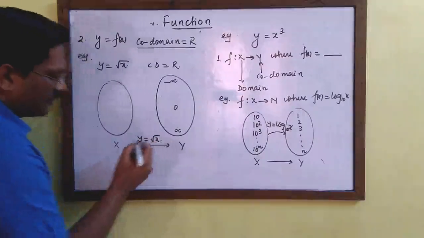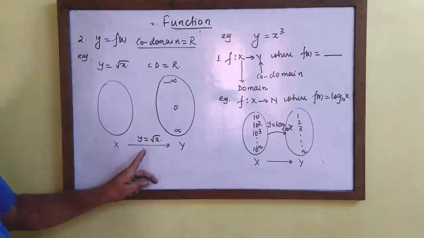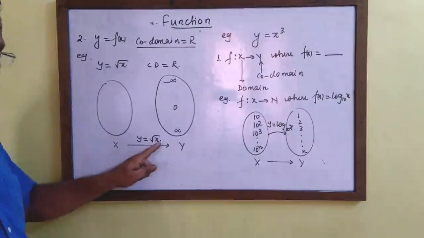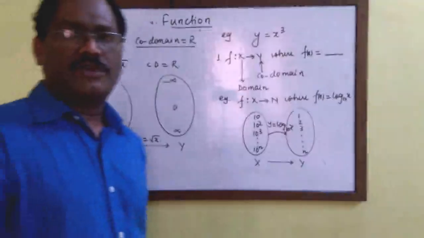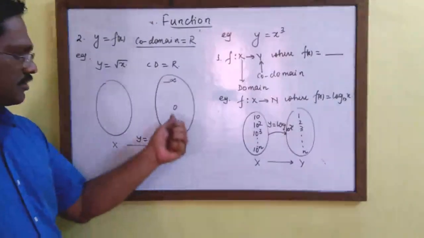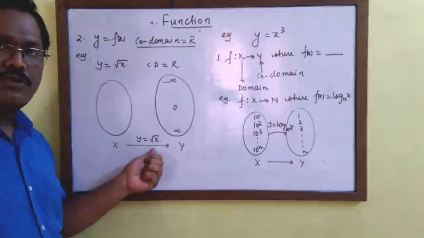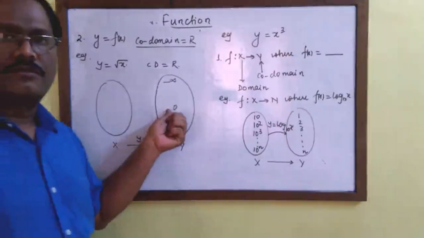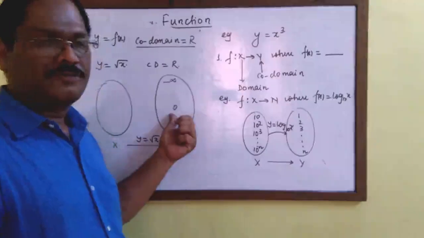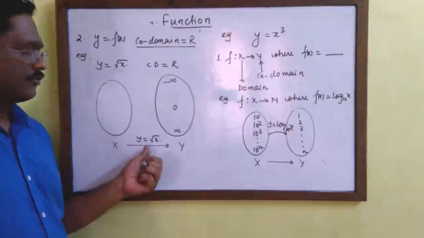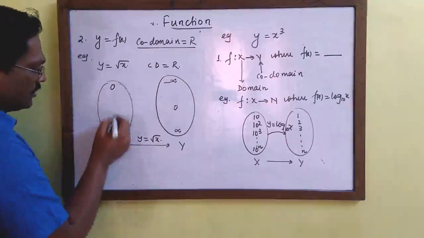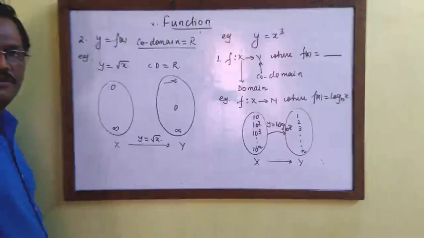Procedure I am adopting is y equal to root x. So if I have to take y equal to root x, square root of which quantities can give me something which is real? Can I take a negative quantity? No. Square root of a negative quantity will give you an imaginary quantity. So negative quantities cannot be provided as input here. What you need to provide as input is 0 to infinity.